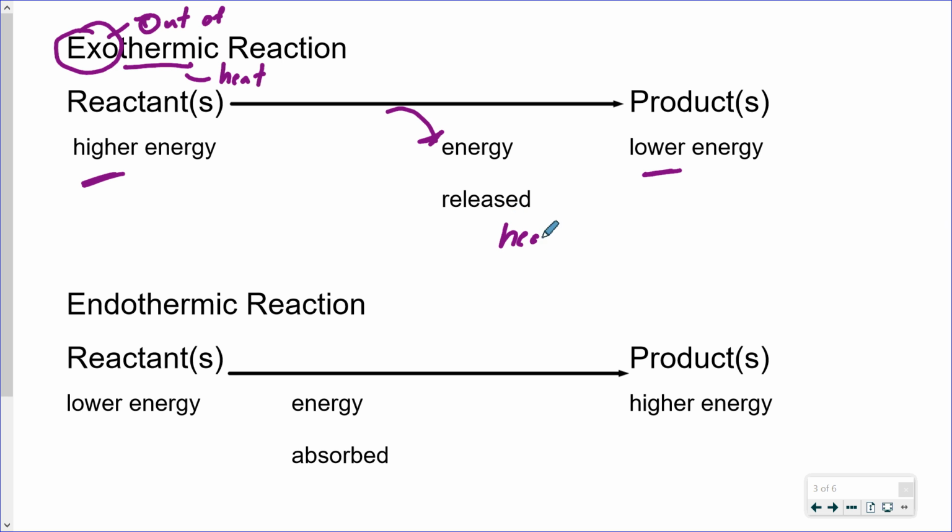And again, that is going to be in the form of heat. So if we say we have this energy, we'll just call it A. Energy in the heat that's released, B. Energy in the products, C. Then B and C together have to add up to the amount of energy that we started with in the first place. So the opposite is an endothermic reaction.